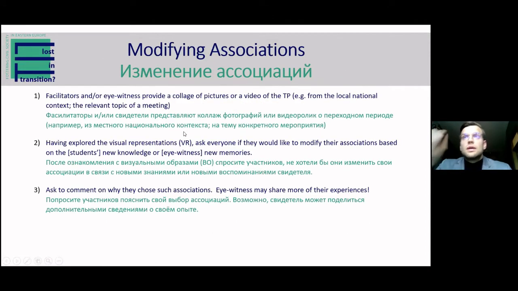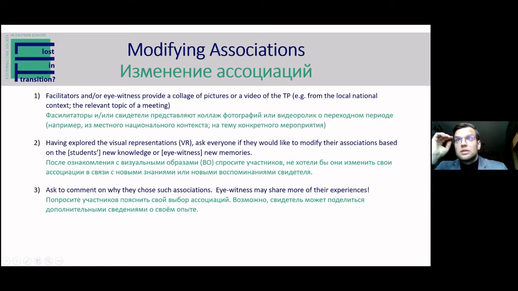So when we first come to those initial associations, and we want to modify the knowledge of the students and ask the eyewitness to contribute what they know, their experiences, here we may already employ visual objects. To start off, once you try those initial associations, facilitators, I'm talking about you, and eyewitnesses, the guest speakers that you invite to your audience, may provide a collage of pictures or a video of the transition period in your country.